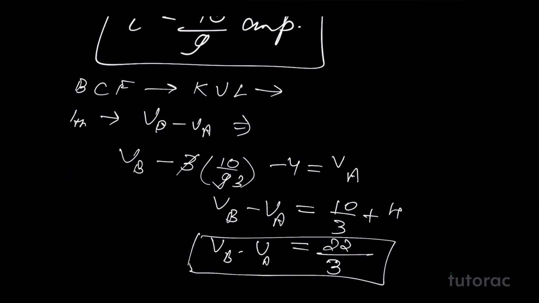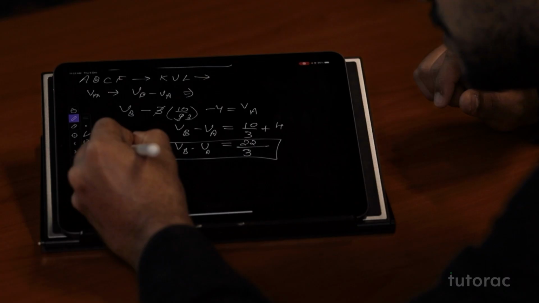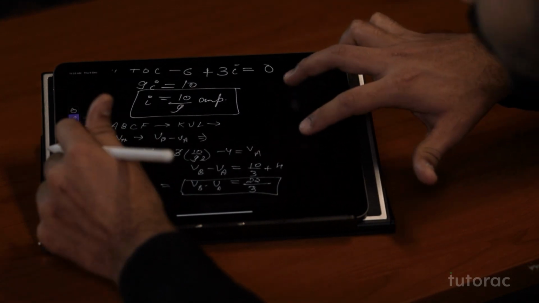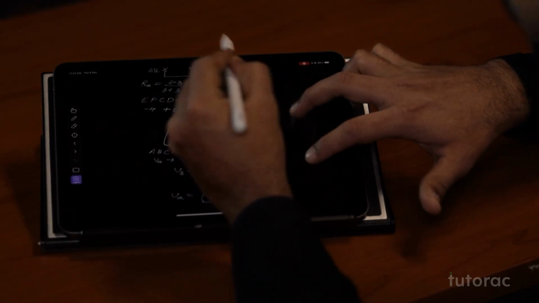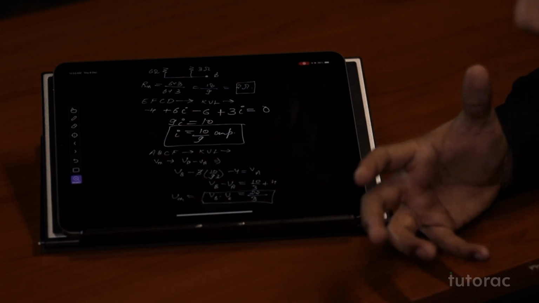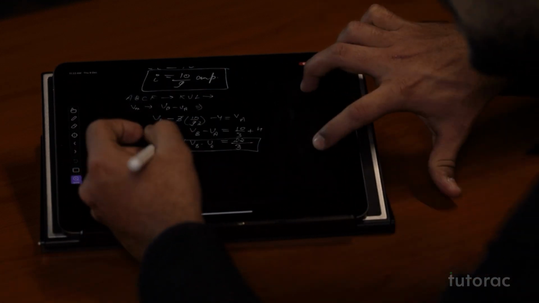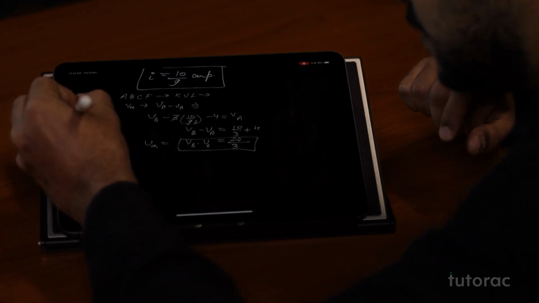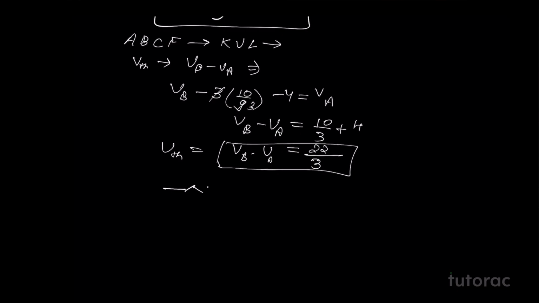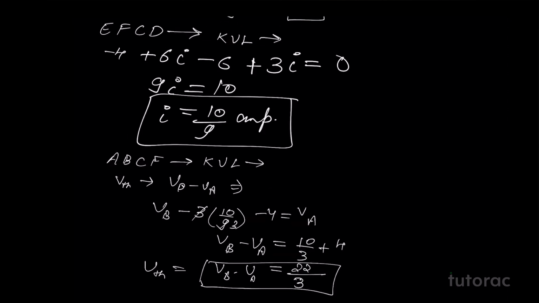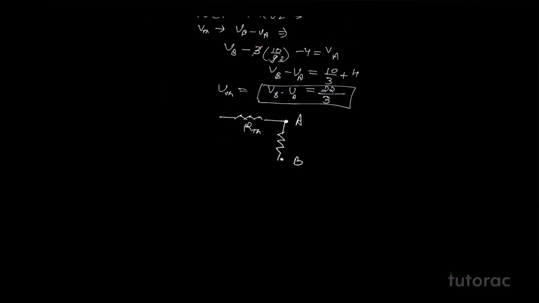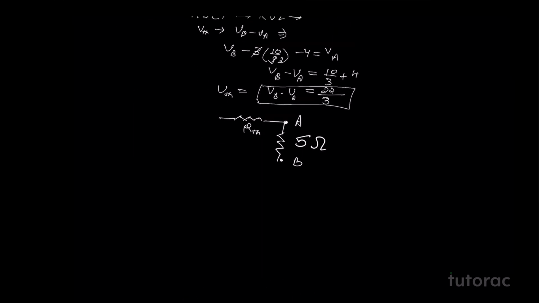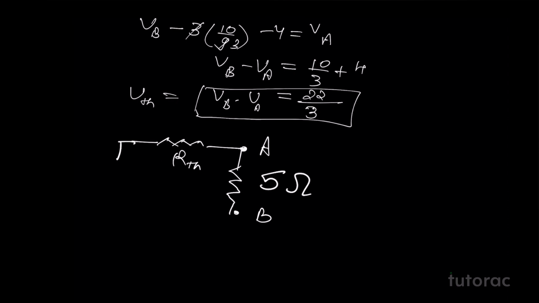Now, we have the value of this VTH, and we have the net resistance that we have already calculated here as 2 ohm. The only thing that we are left with is to make a circuit according to Thevenin. So what he said is that we'll make a circuit like this. We put an external resistance, that is RTH, here. We put our external resistance between A and B, which is nothing but how many ohms? 5 ohm resistance. So we'll put it here, 5 ohm resistance, and here we'll put the value of our VTH.